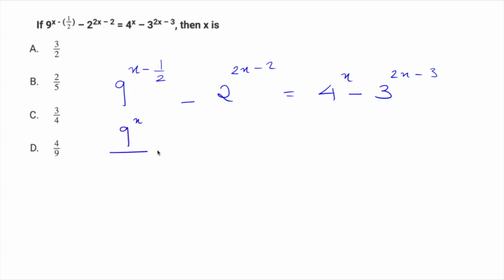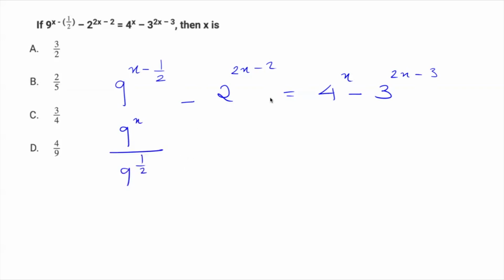Alright guys, so let's solve this one. The left hand side is 9 raised to x minus 1 by 2 minus 2 raised to 2x minus 2 is equal to 4 raised to x minus 3 raised to 2x minus 3. Now one thing to remember is guys, this is like the second property of indices, the second law of indices that we have seen, right? a raised to m minus n was a raised to m divided by a raised to n, isn't it?